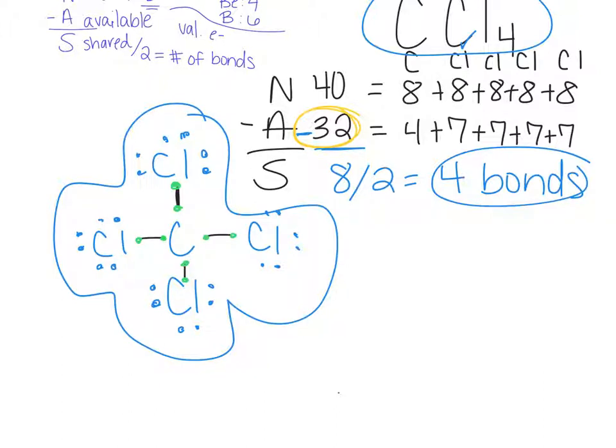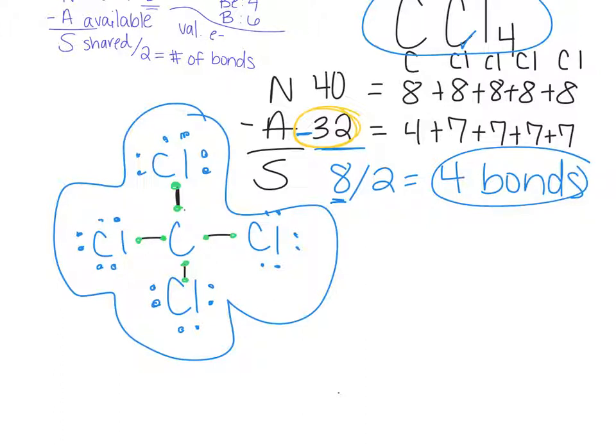Okay, so that is carbon tetrachloride. So just a quick recap, we added together what they all needed in order to be considered full. Then we added their valence electrons. We subtracted those in order to figure out the number that were going to be shared, which we can see here, 1, 2, 3, 4, 5, 6, 7, 8, divided by 2 to figure out our bonds.